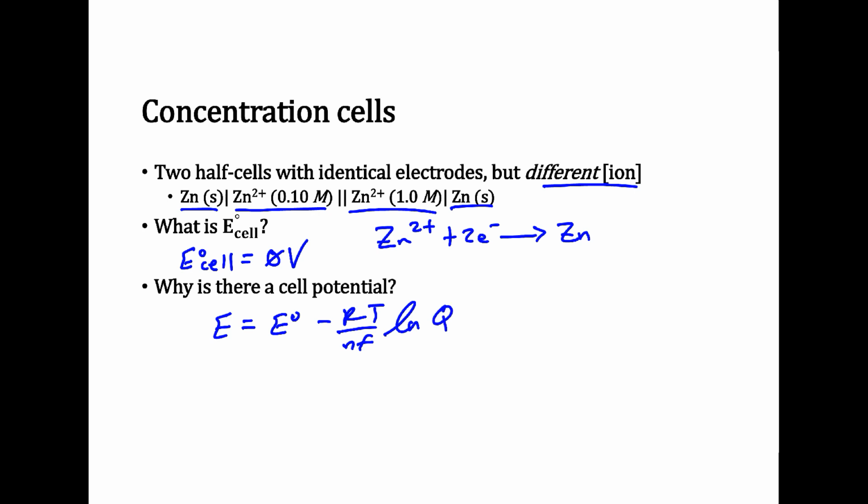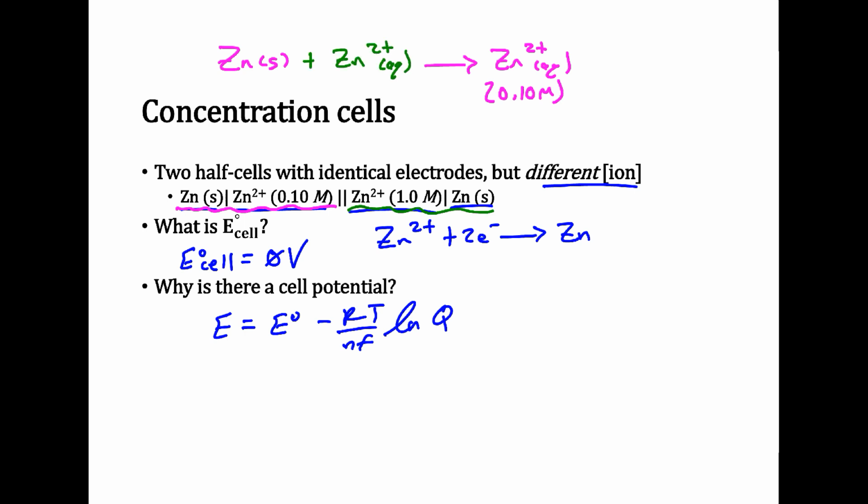And so now this is the tricky part. You have to think about if you were to write this out into a balanced reaction, what would be in the products and what would be in the reactants. So let's go ahead and use purple to show this. This is the oxidation process because it's at the anode. So we have zinc forming Zn2+ with a concentration of 0.10 molar. And then for reduction, we have that Zn2+ ion being reduced to form zinc. And this concentration is 1 molar.